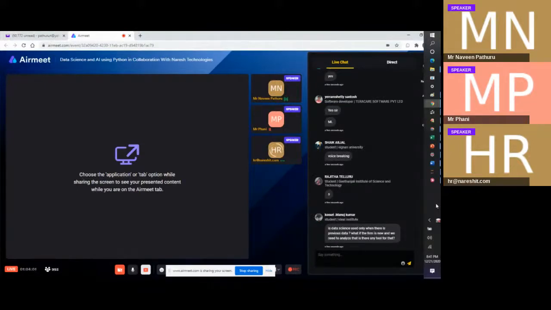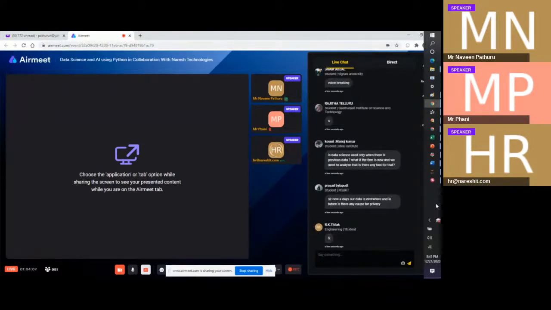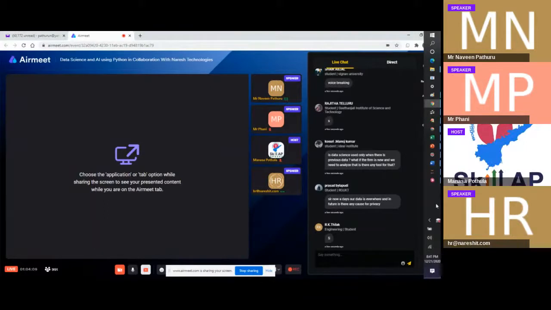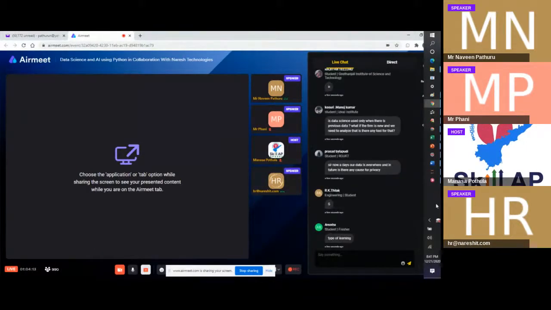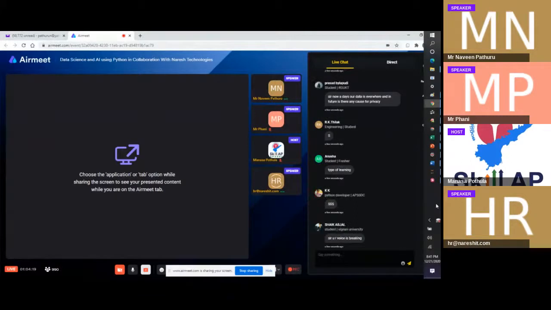Is data science used only when there is previous data? What if the firm is new and we need to analyze? Is there any tool? Okay, that's a good question, guys. Short answer, when you have data, we will use machine learning and the concepts of data science. If you don't have data, you try to acquire the data. You should have a process of data acquisition.